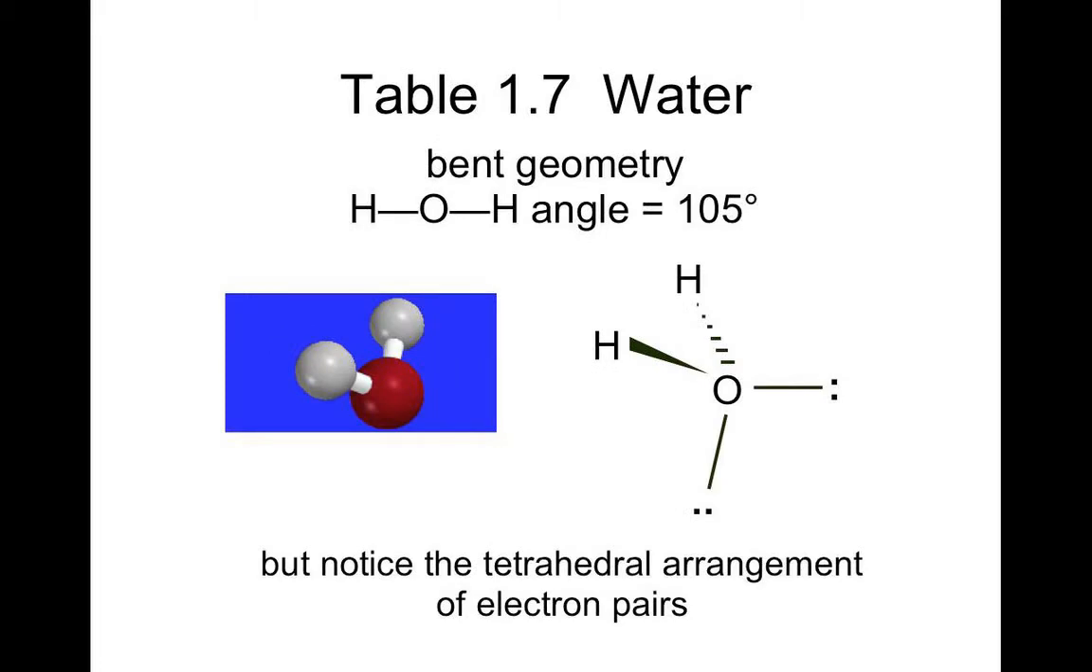Using VSEPR theory, we can predict that the shape of water is bent, or tetrahedral if we include both electron pairs in our overall shape. Note that the bond angle here is less than the predicted 109.5 degree angle of a true tetrahedron because the lone pairs, which occupy a larger volume, repel the OH bonds and push them closer together.